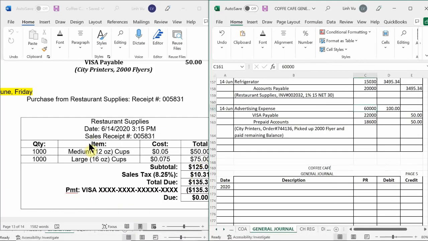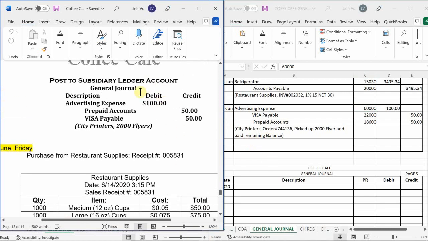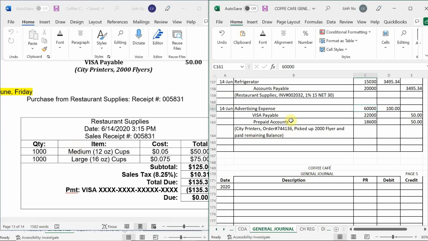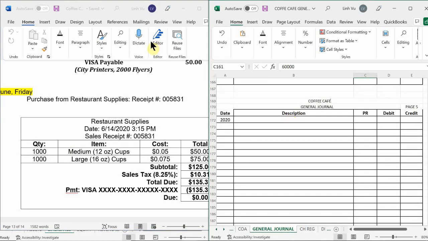Okay, we have a few more transactions left to do. Yesterday we completed picking up the 2000 flyers, right? We already recorded that. Everything's good to go. So here we're continuing on with the last couple more transactions that we have left, and we're going to be starting our brand new general journal page 5. We're moving quickly through the journals. Let's see what happened next.